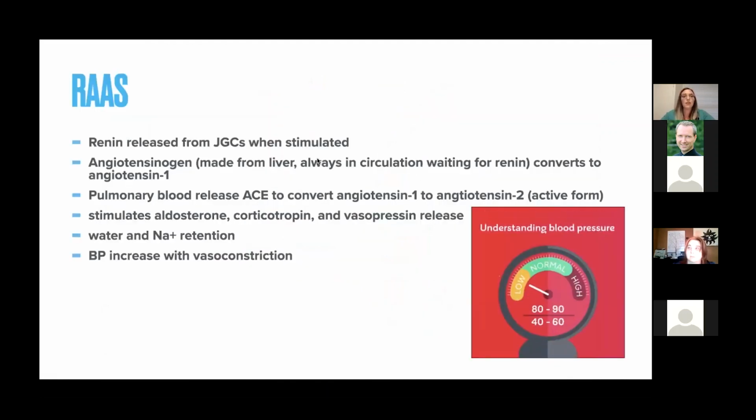All right. So again, just to compile everything that I just said, renin is released from the juxtaglomerular cells when stimulated. Angiotensinogen converts to angiotensin 1. Pulmonary blood releases ACE to convert angiotensin 1 to 2, which is our active form. This is going to stimulate aldosterone, corticotropin, and vasopressin release. We're going to have water and sodium retention, and our blood pressure is going to increase with vasoconstriction. So fairly simple, but super, super important.